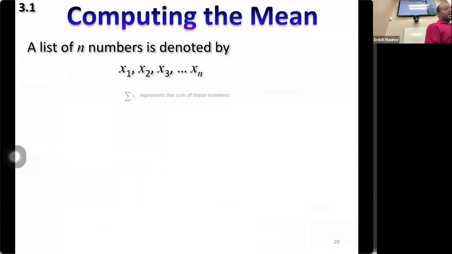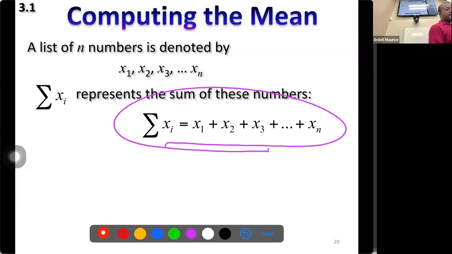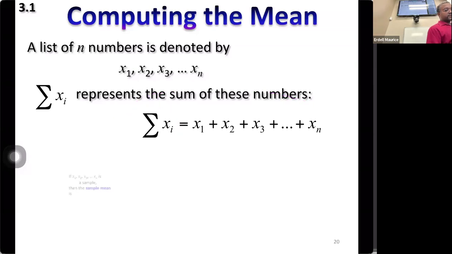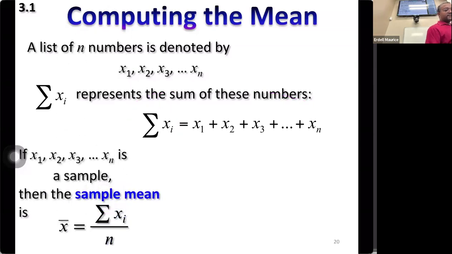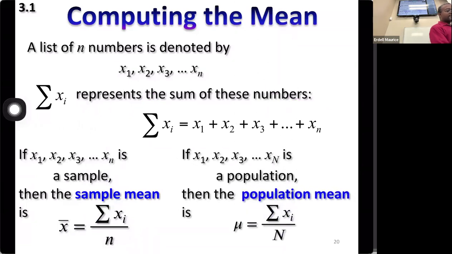It turns out whether it's a population mean or a sample mean, the process of calculating is exactly the same. Simply add up all the numbers. By the way, mathematically, this is how you say add up numbers. Add up all the numbers and then divide by the number of numbers that you have. It's exactly the same calculation right here. Questions?